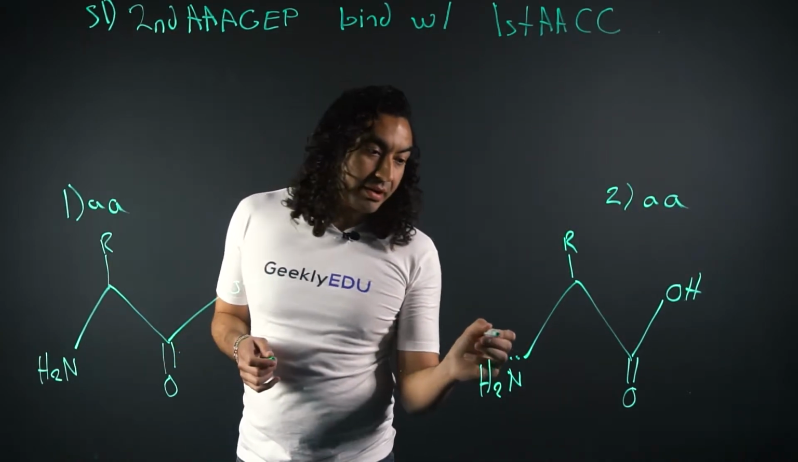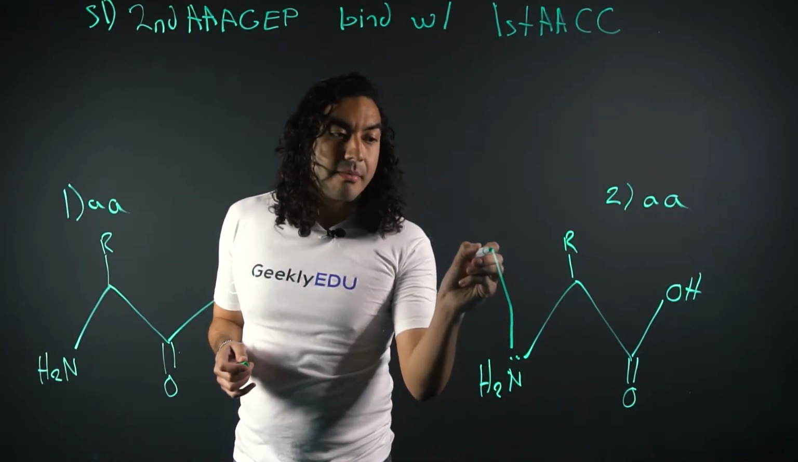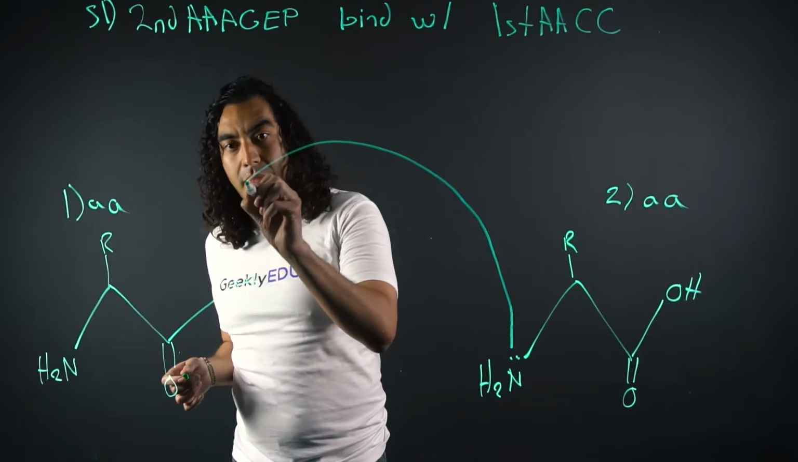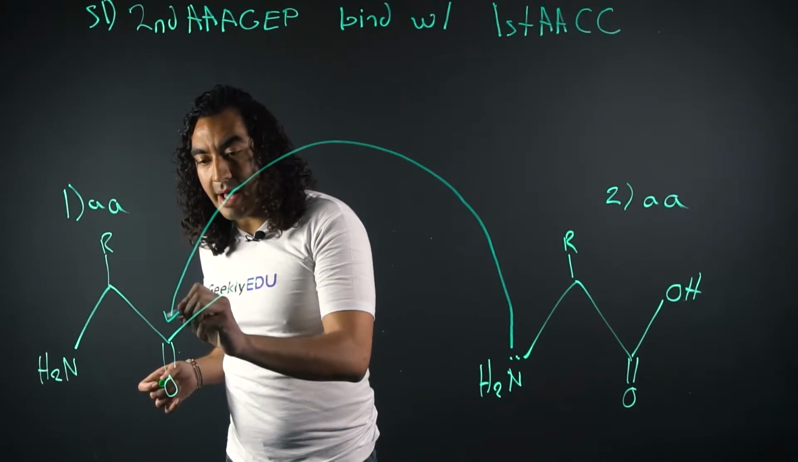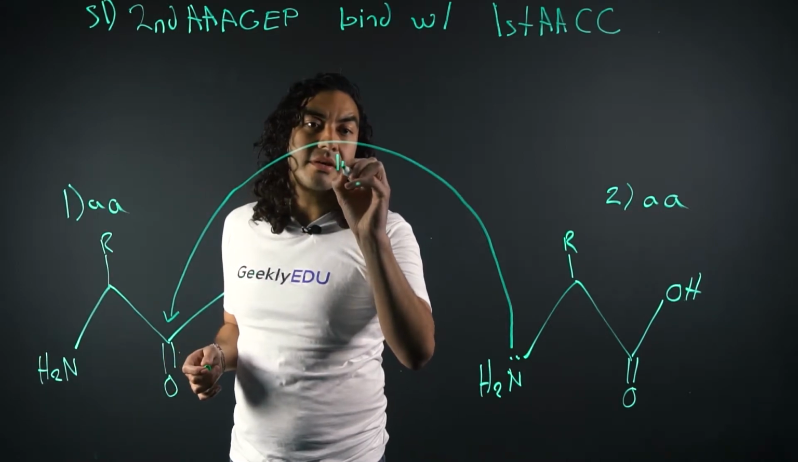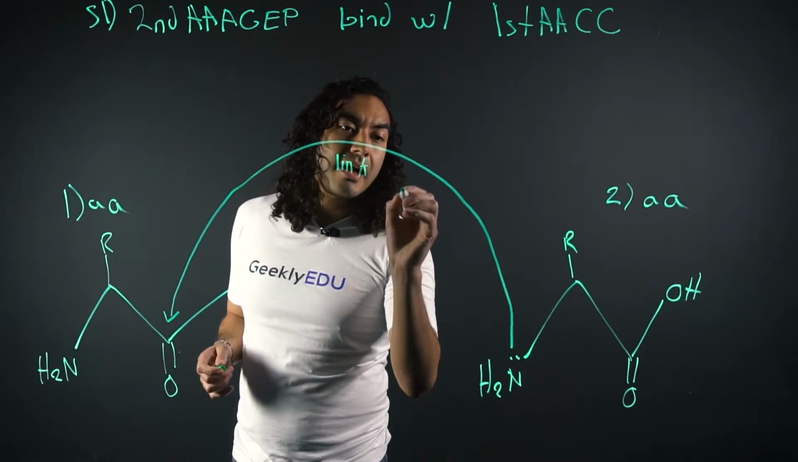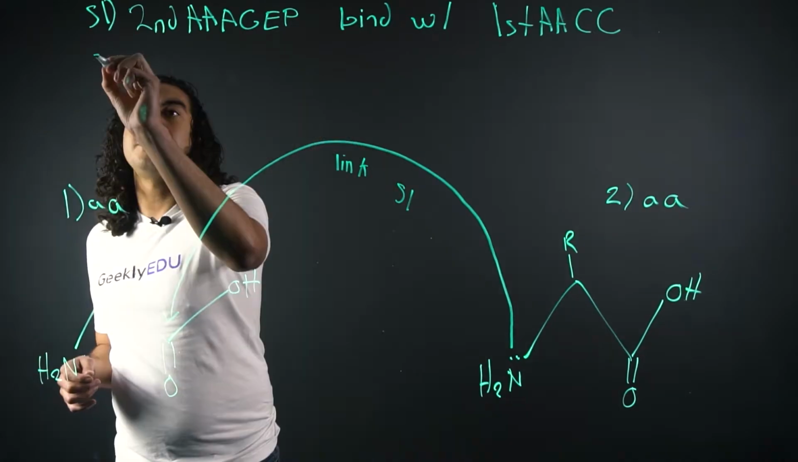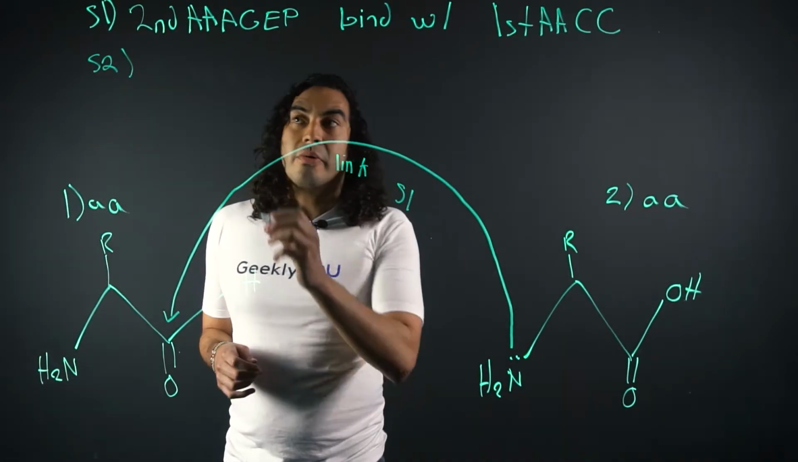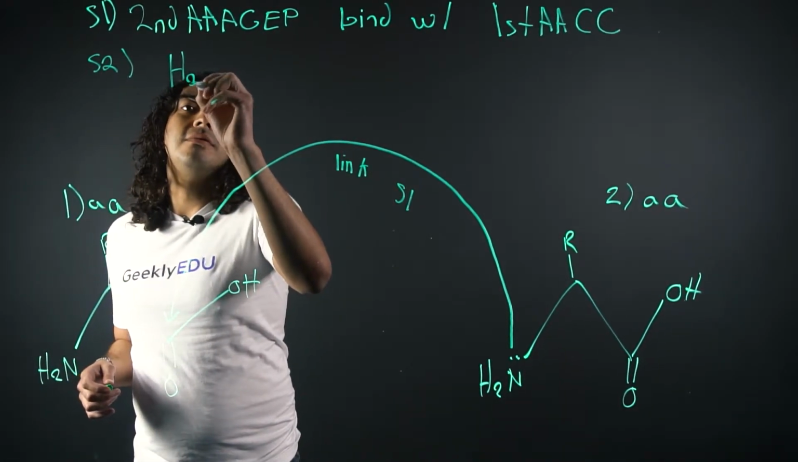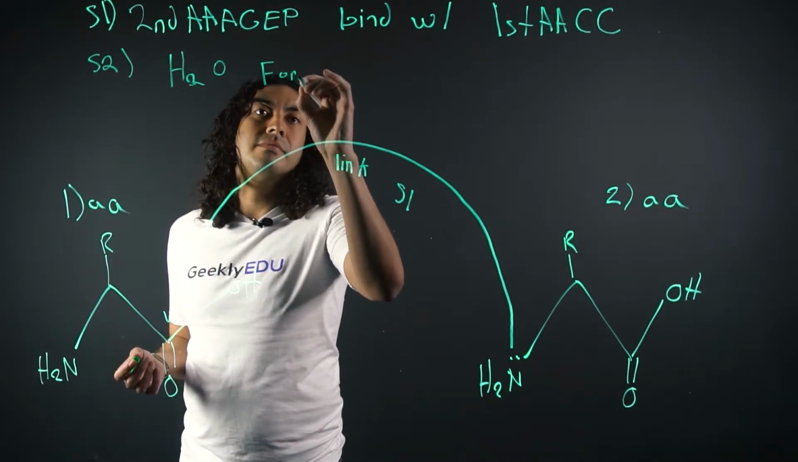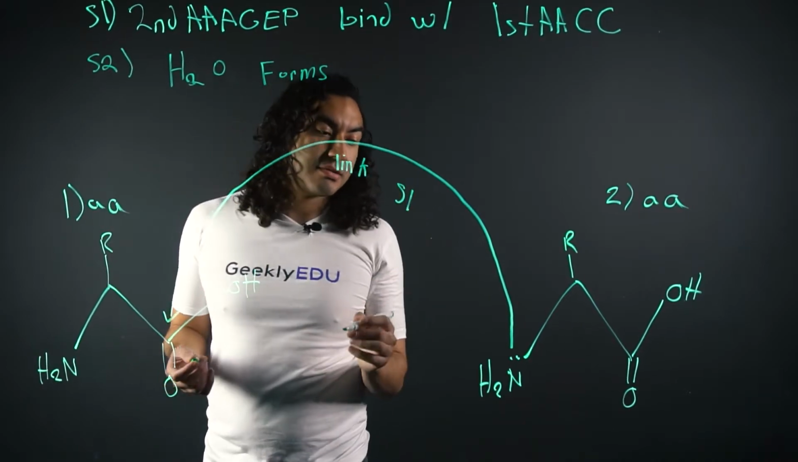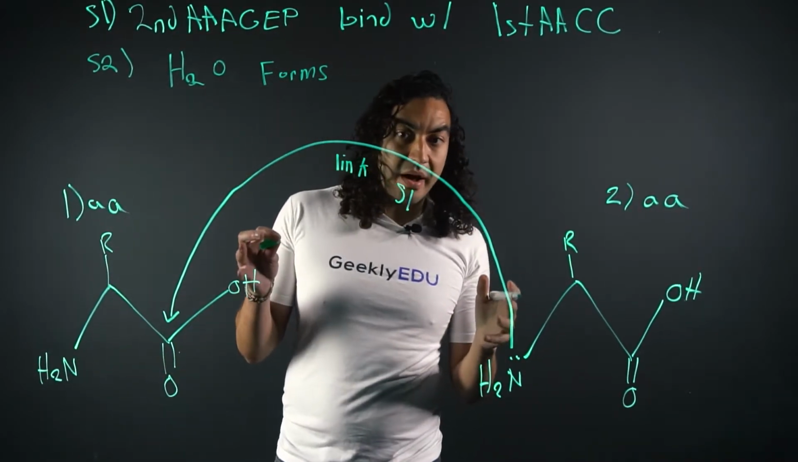And it's going to look something like this. So we're going to come over here, and we're binding this over here with our first amino acid's carbonyl carbon. And this is going to create a link. And this is going to be step one. Step two is we're going to form an H2O, also known as water, byproduct. So H2O forms from this reaction, from this bind, or this link.